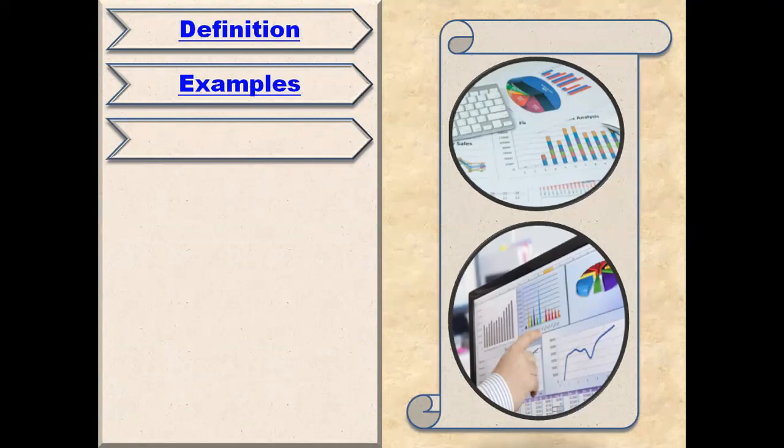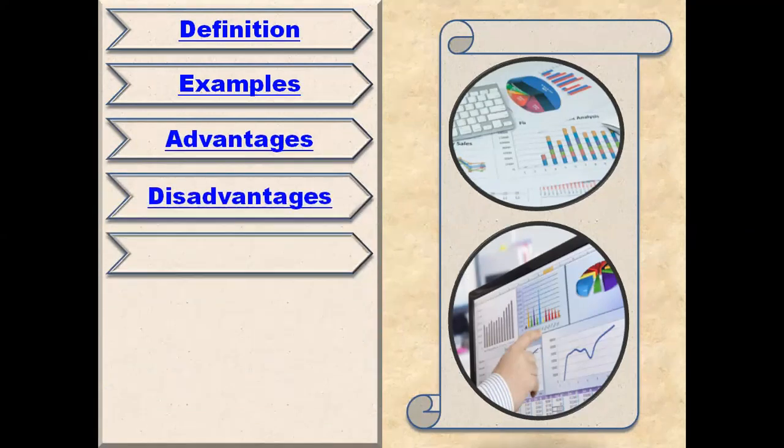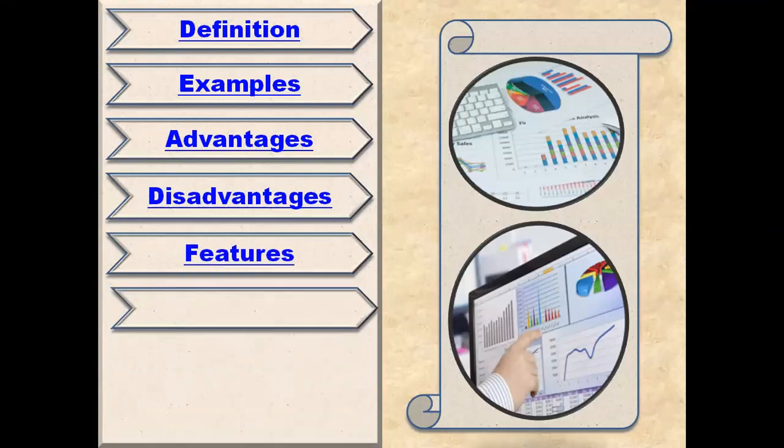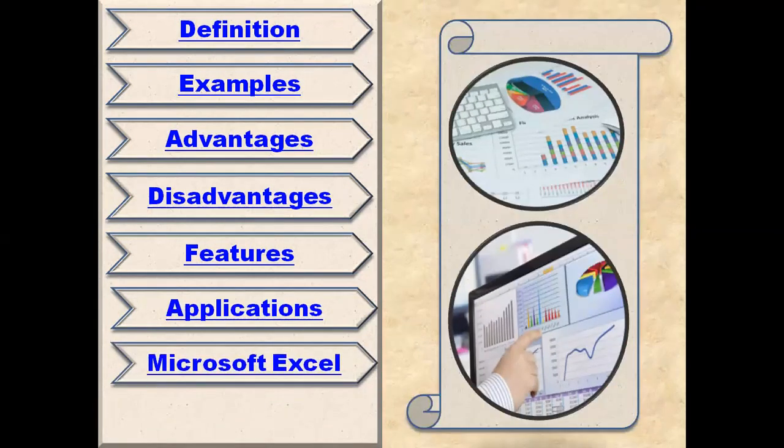examples of spreadsheet, advantages of spreadsheet, disadvantages of spreadsheet, features of spreadsheet, applications of spreadsheet, and one of the examples which is commonly used nowadays, that is Microsoft Excel. Today we are going to learn some window components of Microsoft Excel. Let's start from the spreadsheet definition.